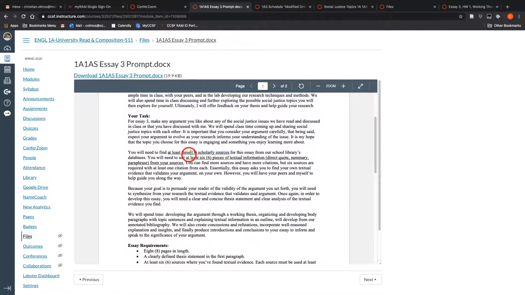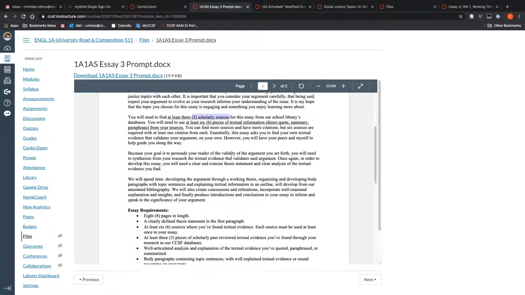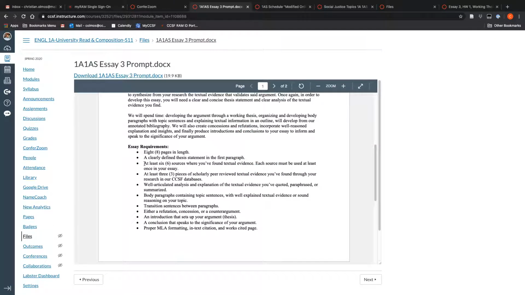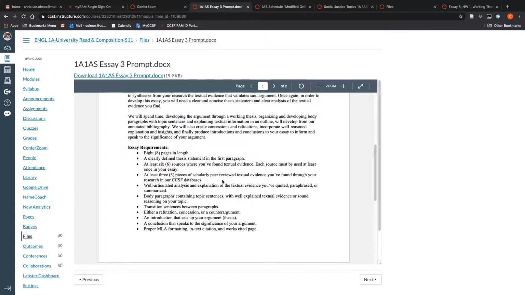So you need 3 scholarly sources and 6 pieces of textual information total, meaning that the others could be from anywhere: a newspaper article, a podcast, a documentary, a website. Right? This is something we did for Essay 2, but you need at least 3 scholarly sources. And I say that down here, at least 6 sources of what you found, okay? 3 have to be scholarly.